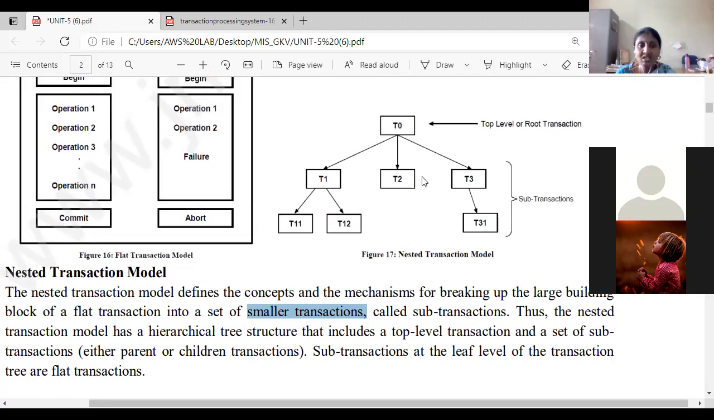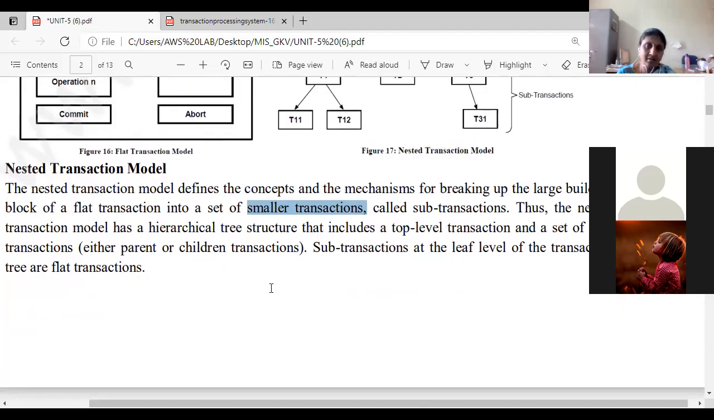Those sub transactions, the children, that are at the leaf level, those leaf level transactions are called the flat transactions. Okay?